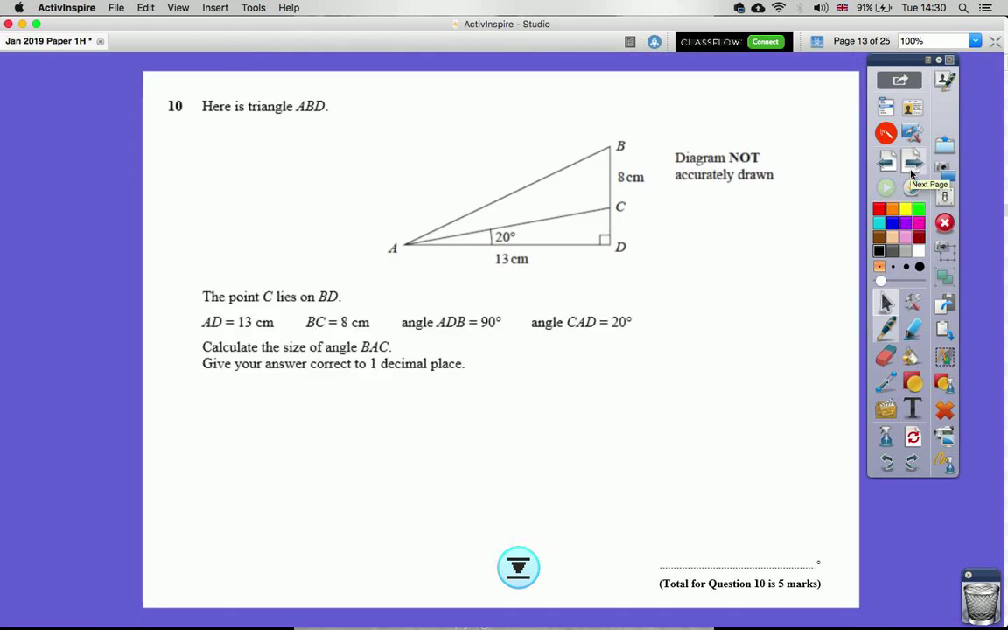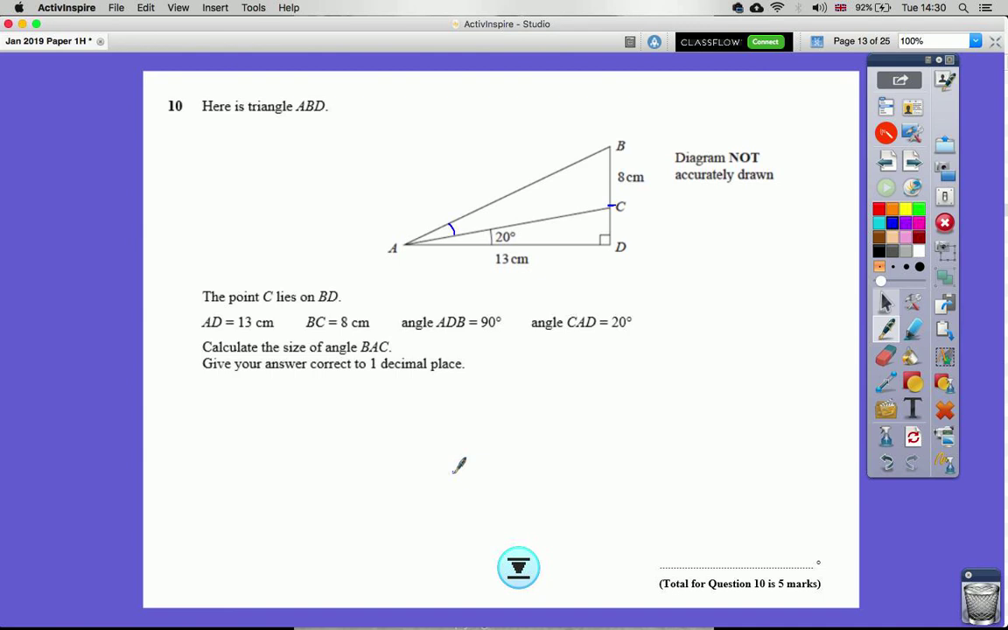Right, let's move on to question number 10. The point C is on triangle ABD. Point C lies on BD. And AD is 13 centimeters. BC is 8 centimeters. So the whole thing is not 8, this part is 8 centimeters. Angle ADB is 90 degrees. And angle CAD is 20 degrees. Okay, so calculate the size of angle BAC. We need to find out this angle.